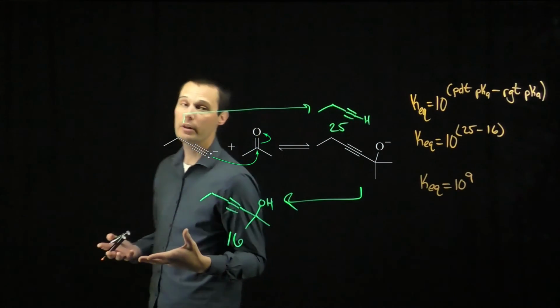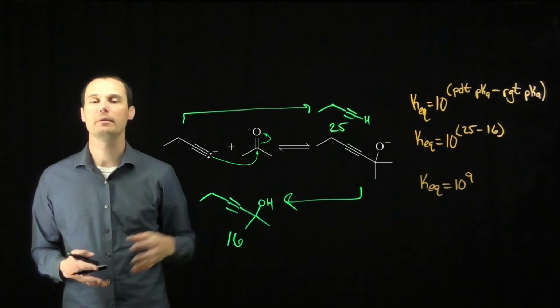This is a value greater than 1, much greater than 1, so we would expect this equilibrium to be favored towards the products.